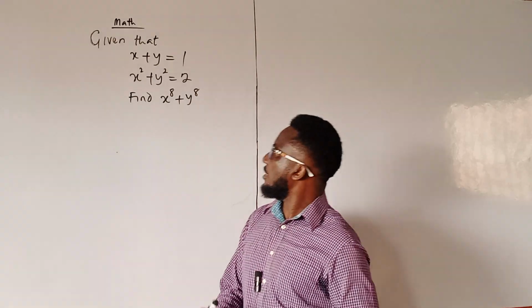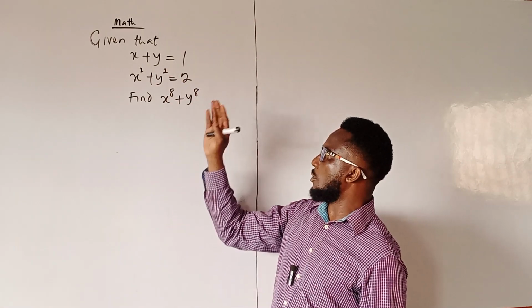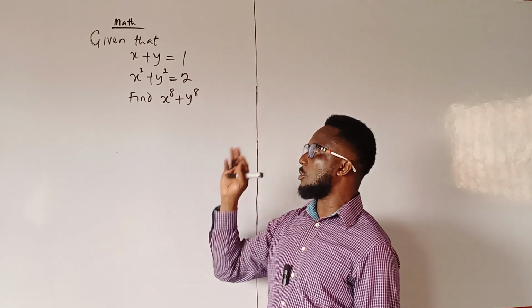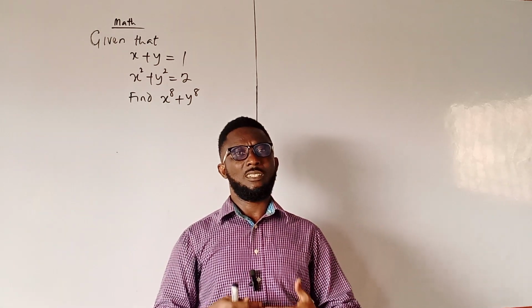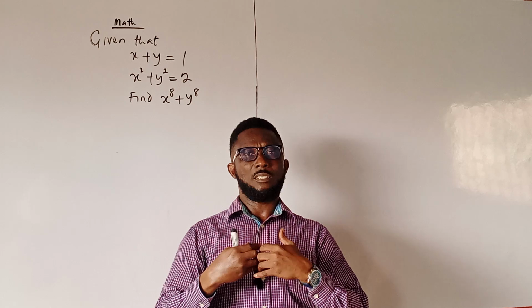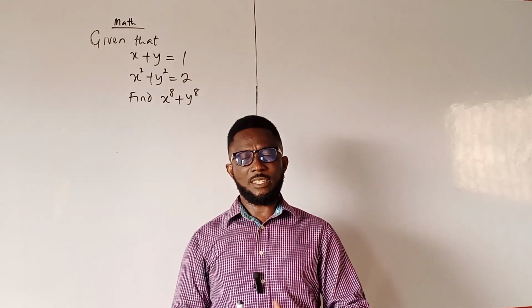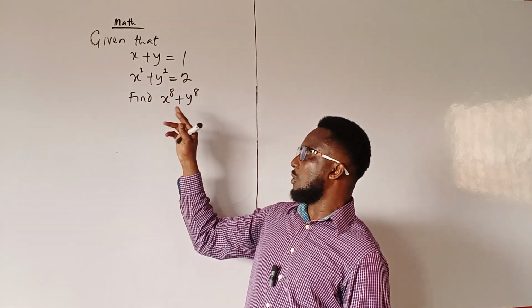So we are given that x plus y is equal to 1 and x squared plus y squared is equal to 2. We have to find x to the 8th plus y to the 8th. As you can see carefully, this is just a linear, simultaneous and quadratic equation. Something very simple. But the only clause is the x to the 8th plus y to the 8th.